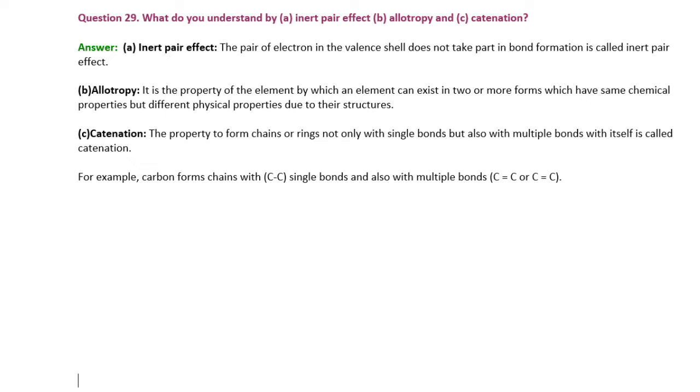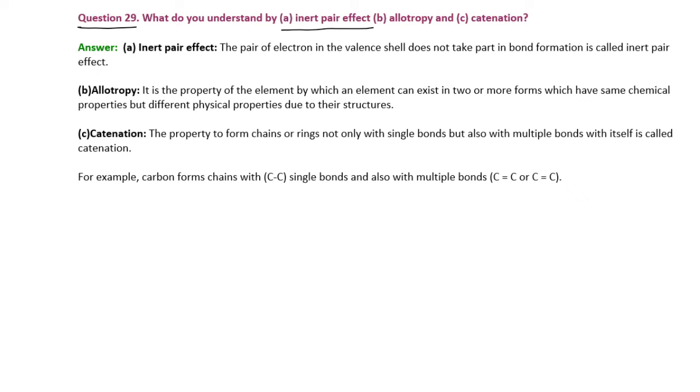Hello everyone. So today we are discussing question number 29 of P block elements, and this question belongs to the exercise of P block elements of class 11, right? So what do you understand by inert pair effect? First question, we will discuss in detail what is inert pair effect.